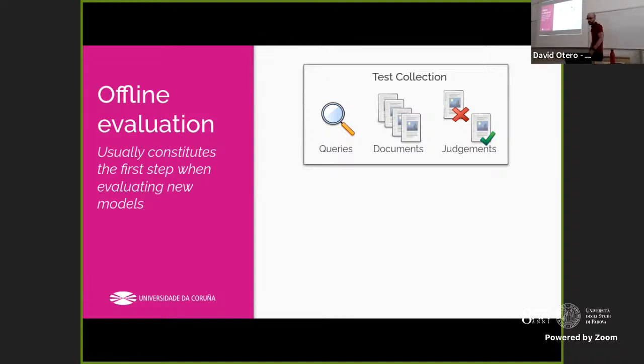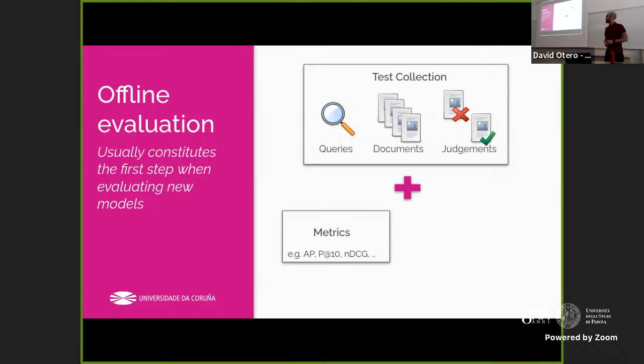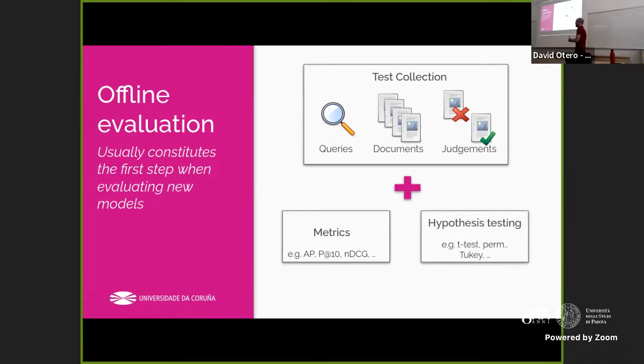The next step in this evaluation is that we use some metrics such as AP, precision at 10, or NDCG and so on to compute an effectiveness value of the results that our system gave us. And finally, if you want to have a higher confidence in the results that you are evaluating, you should perform some sort of hypothesis testing to check if the results that you are getting are really statistically significant and not only by luck or by chance, right? So with this framework, now we are able to evaluate our results.